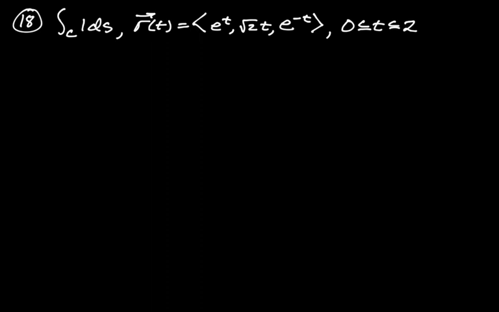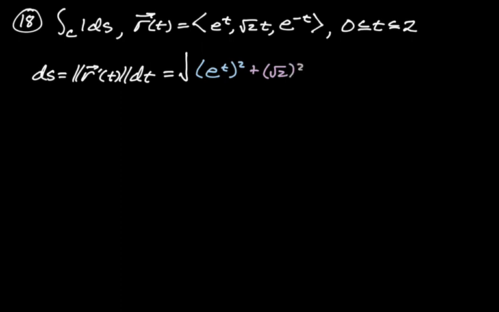So let's do it. The integral along c of 1 ds. So again, we're just finding arc length, because ds is the magnitude of r prime of t dt. That's exactly arc length from calc 2. So r of t is <e^t, root 2 t, e^(-t)>, and we're going from 0 to 2. So again, just calculate ds because f of r of t is 1. ds is the magnitude of r prime of t dt. The derivative of e to the t is e to the t, the derivative of root 2 t is root 2, and the derivative of e to the negative t is negative e to the negative t.